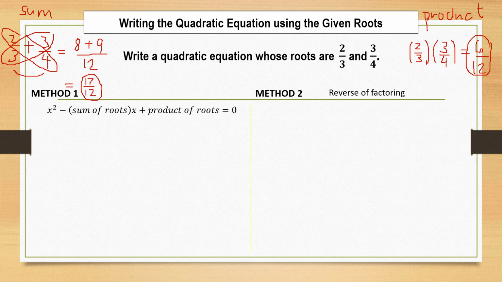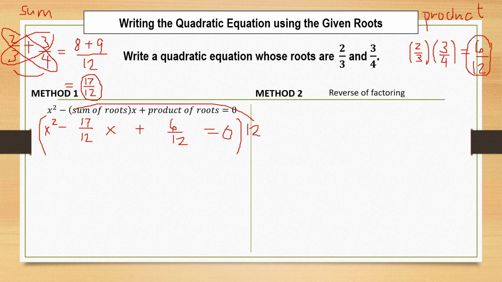Let us now substitute these values to the formula. So we have x squared minus the sum of the roots, which is 17 over 12, x plus the product of the roots, which is 6 over 12, is equal to 0. Now we need to get rid of the denominators. In order to do that, we multiply the entire equation by the LCD, which is 12.